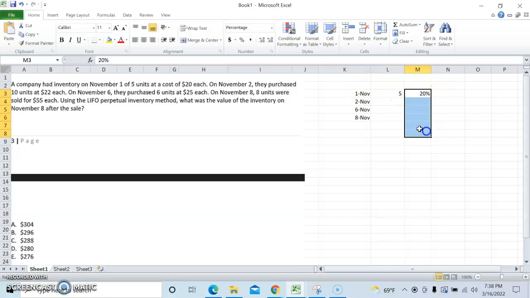Let's take these percentages off of here. Don't need that for this problem. Let's change this to general. On November 2nd, we purchased 10 units at $22 each. On November 6th, we purchased 6 at $25. And then November 8th, we sold.